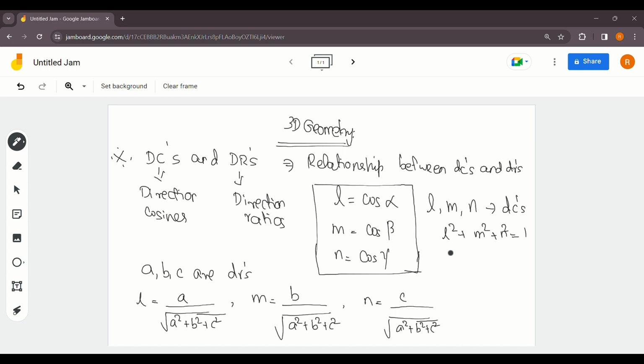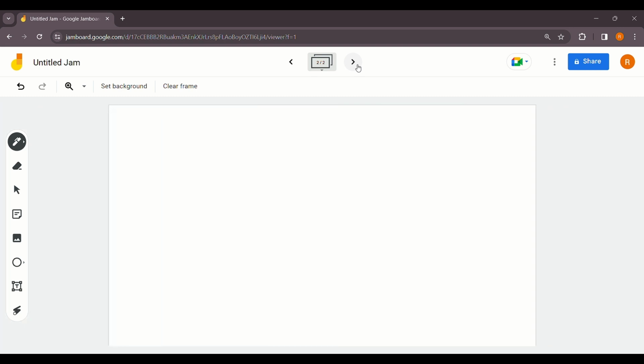So now next let us go into the equation of a line. Equation of a line, you have many forms. So I'll just tell you some simple formulas. Equation of a line.